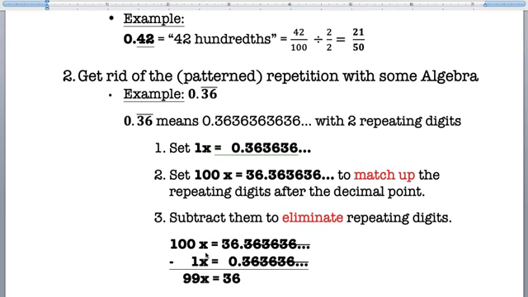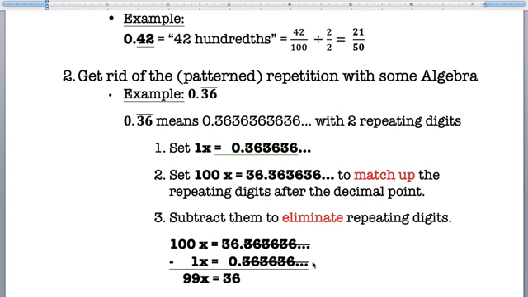So now we have 100x equals 36.363636. This is after we moved it, minus, or subtracting, 1x equals 0.363636. So just like in normal subtraction, whatever is repeating on top and bottom gets eliminated. That's the whole point of this method. We don't want that repetition. So how do we eliminate it?